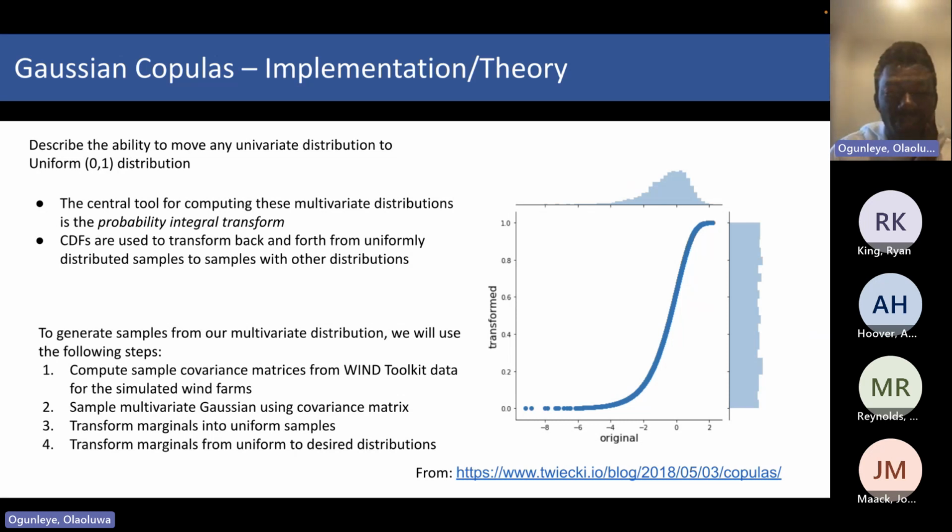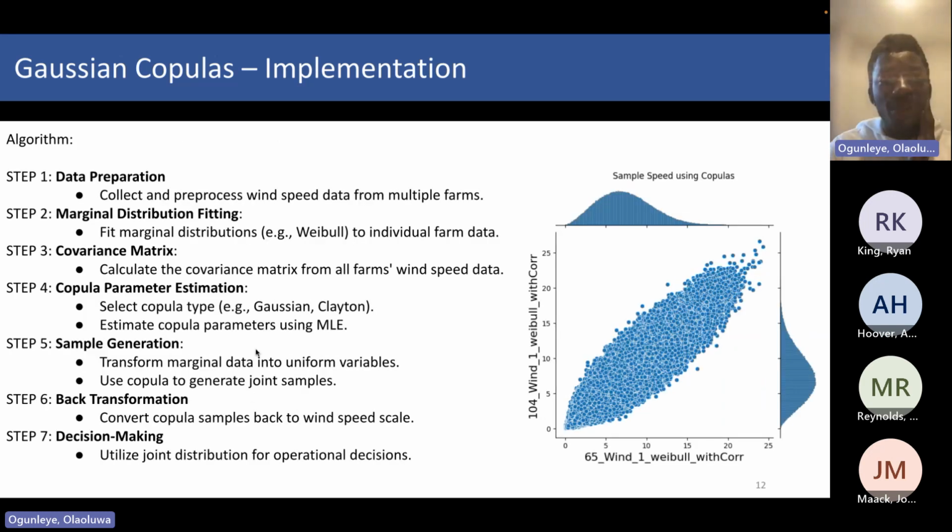How we apply this is to build the copulas. Firstly, we compute the covariance among the six pairs of wind farms which we've got. After getting the covariance, we sample a Gaussian distribution using this covariance matrix. Next, we transform the new Gaussian distribution, which is continuous, to uniform samples. And then from these uniform samples, we can go back to whatever distribution of interest. In our case, it's the Weibull distribution. More on this is on the next slide.